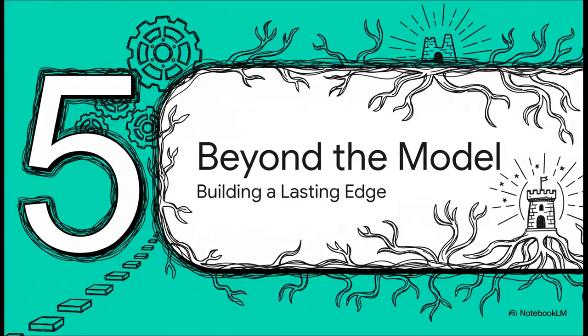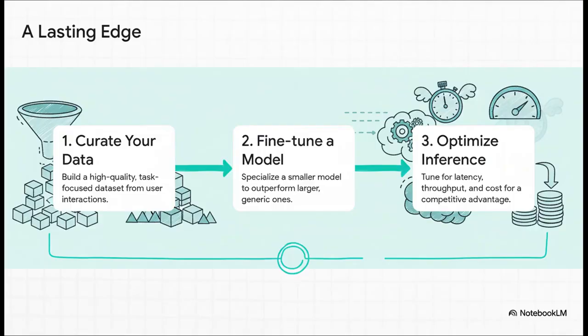And that brings us to our final, and I think most important point in Section 5, building a lasting edge. Because the model you choose today, that's just the very beginning of the story. Real, defensible, long-term differentiation comes from what you do with the model. By curating your own high-quality proprietary data, fine-tuning a smaller, more efficient model on it, and then optimizing your inference pipeline, you can create something truly unique. A specialized, smaller model can absolutely run circles around a generic giant on your specific tasks, giving you this powerful, cost-effective advantage that no one can copy.